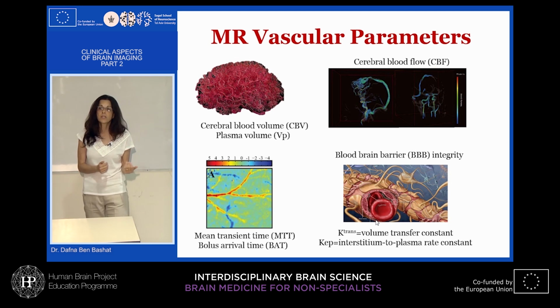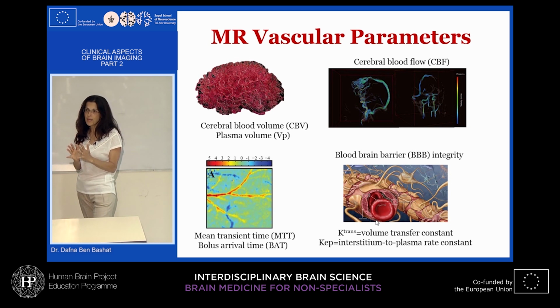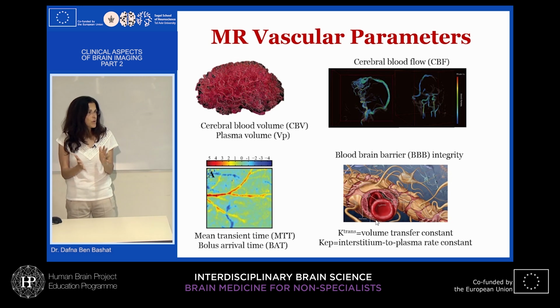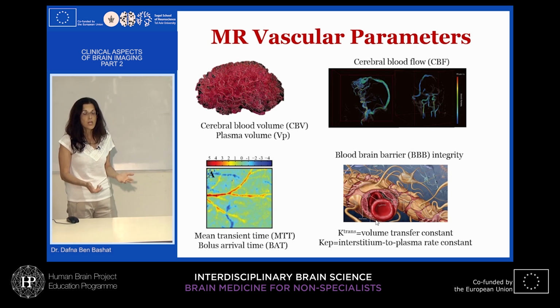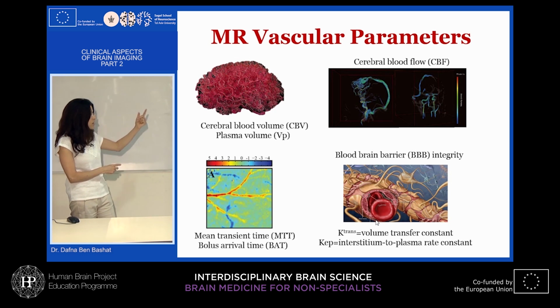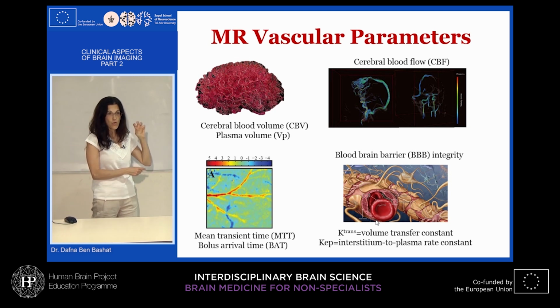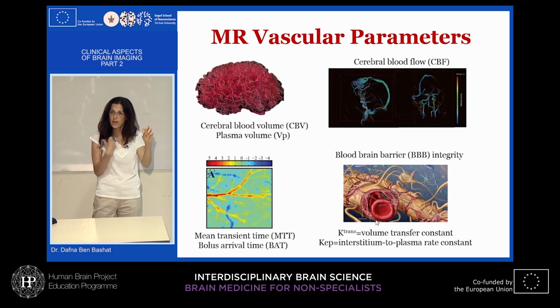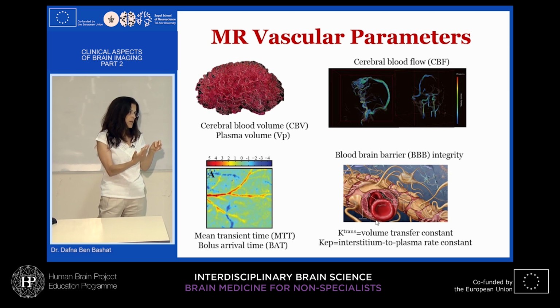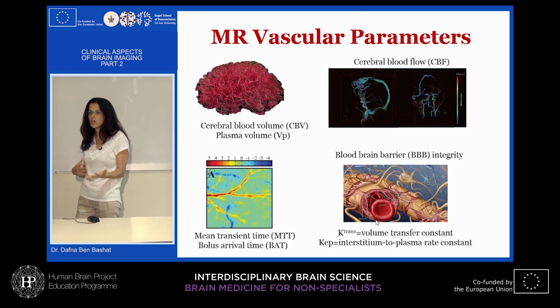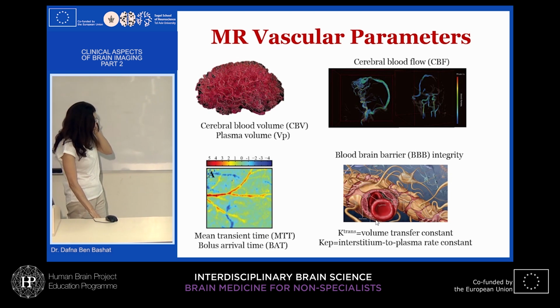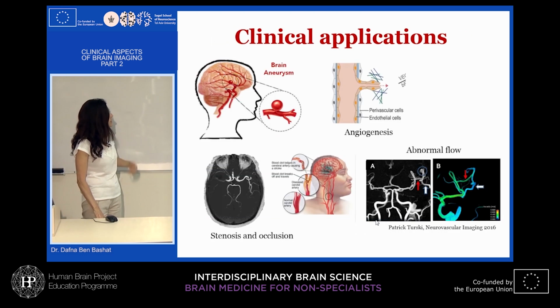On the converse, we know that the BBB blocks compounds from going in. That's why chemotherapy in the brain is not very efficient. So there are a lot of companies now that try to open the BBB locally within the tumor, and then I can infuse the drug, and if I open the BBB locally, the drug can enter the tissue and help. So once we understand what's going on, we learn how to measure it, then we can use it for our purpose.